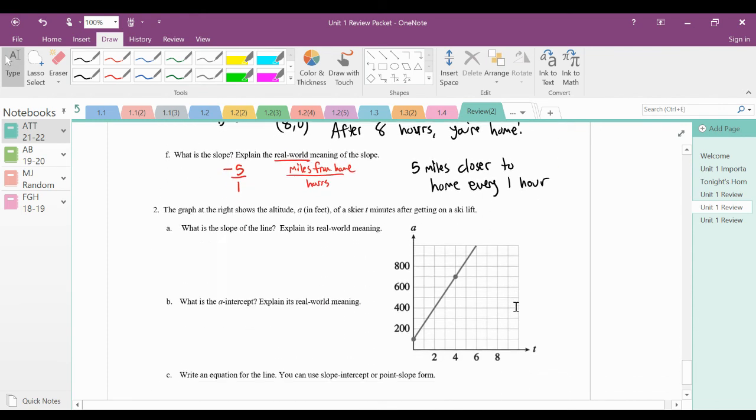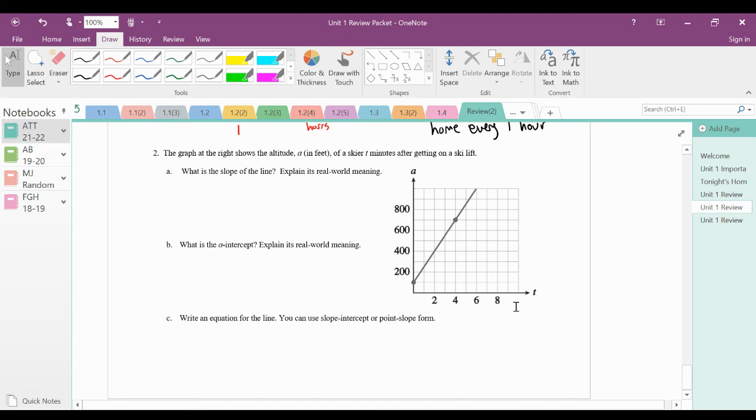Looking at our question number 2 here, the graph at the right shows the altitude, A, in feet of a skier t minutes after getting on a ski lift. So we've got our a-axis, our t-axis here. Let's first look at the slope of this line. Now we could choose 2 points and calculate the slope between them. I think it might be easier to look on the graph and try to find this slope. And then we have to explain its real world meaning.